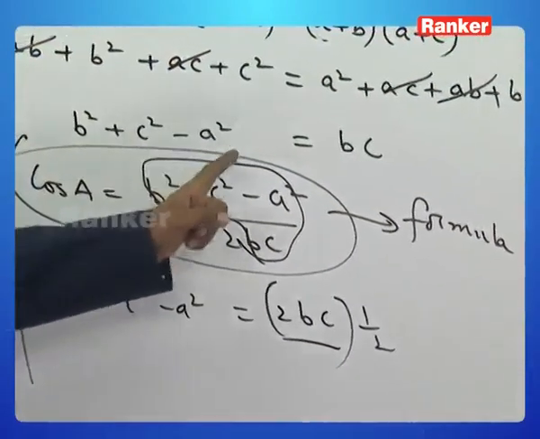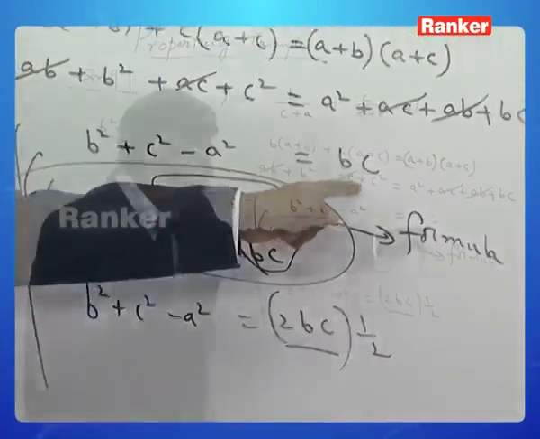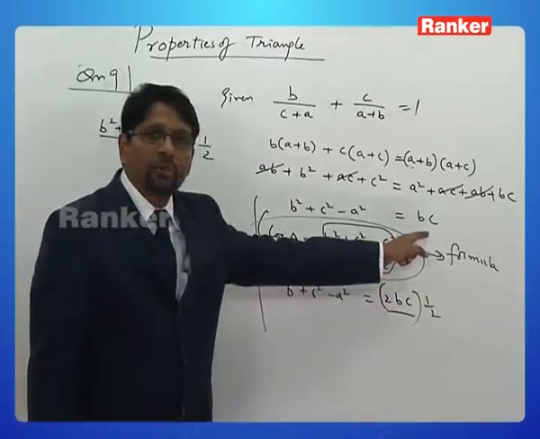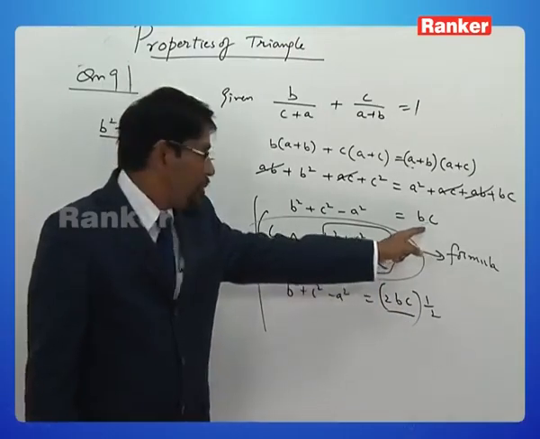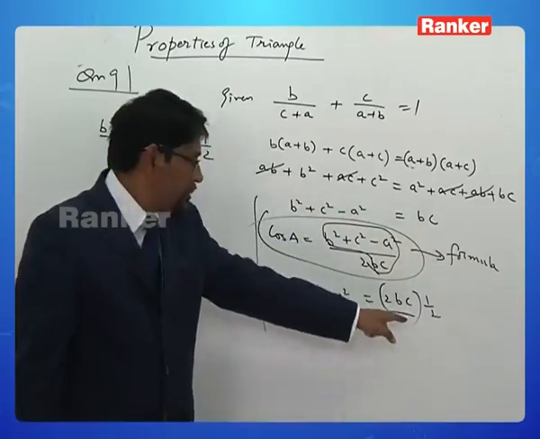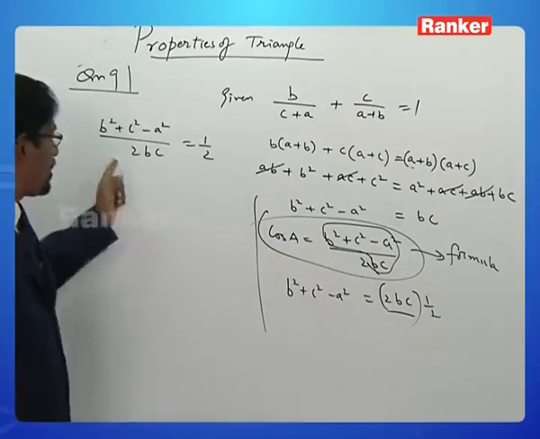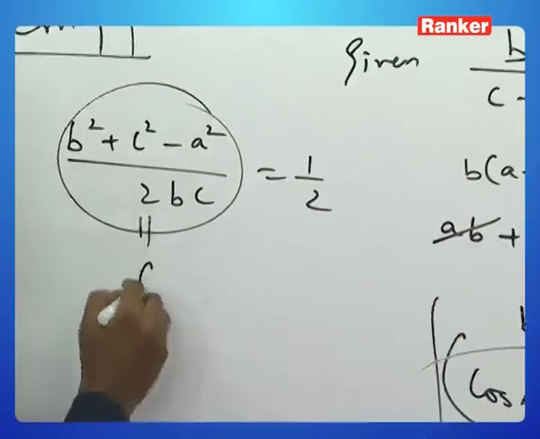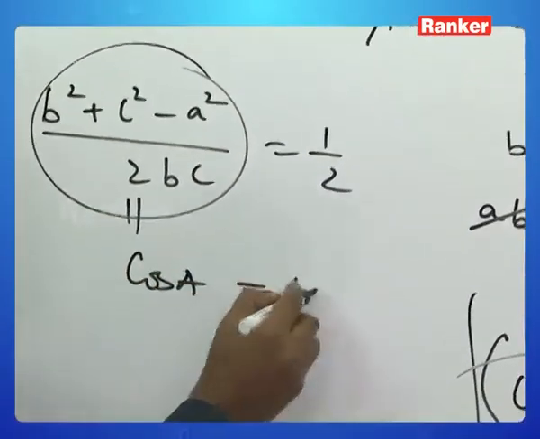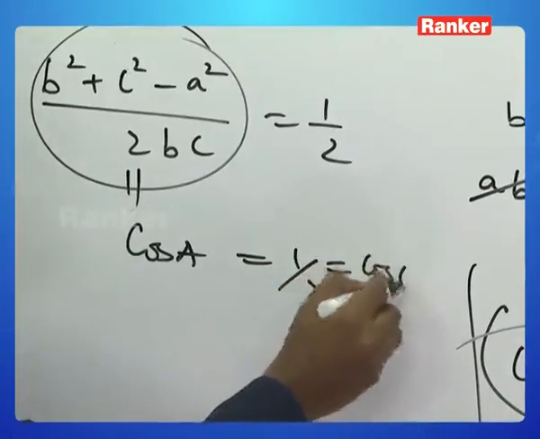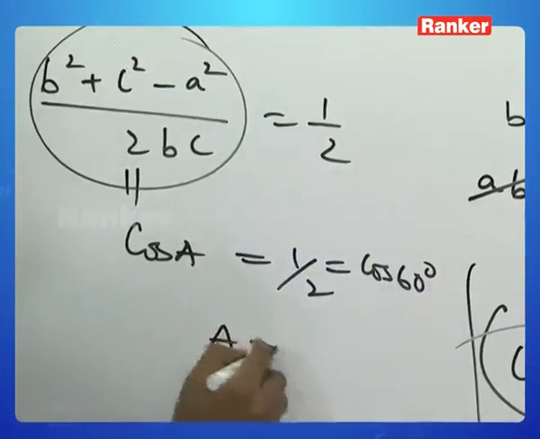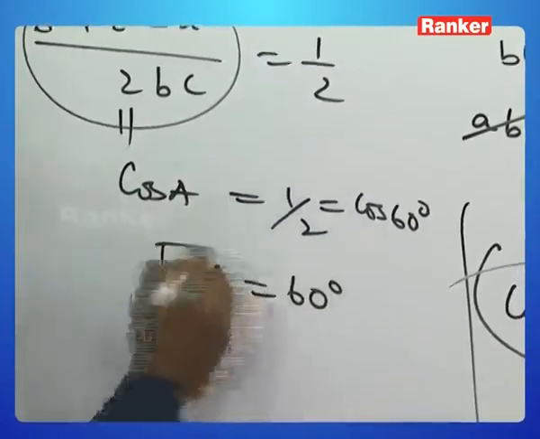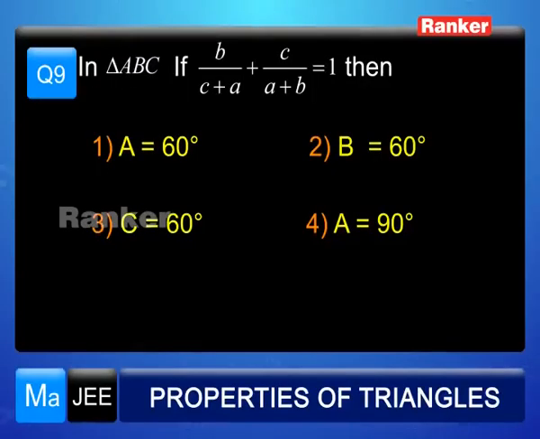B square plus C square minus A square is equal to BC. So the right hand side we will multiply and divide by 2. So 2BC into half. Now the 2BC I will pull it down so that this will match with the cos A formula. This is cos A. So cos A is equal to half, that is cos 60 clearly. So A has to be 60. So therefore option 1 is the right answer.